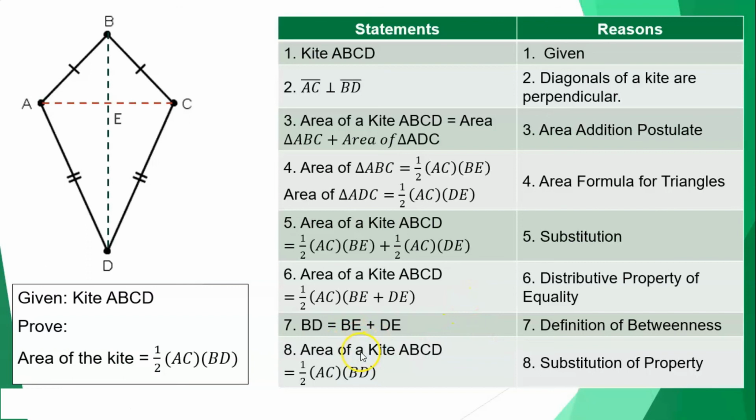So by substitution, so we have here 1/2 AC. So take note BE plus DE is the same as BD. So with that, indeed, the area of a kite ABCD is 1/2 AC times BD, and that is by substitution.